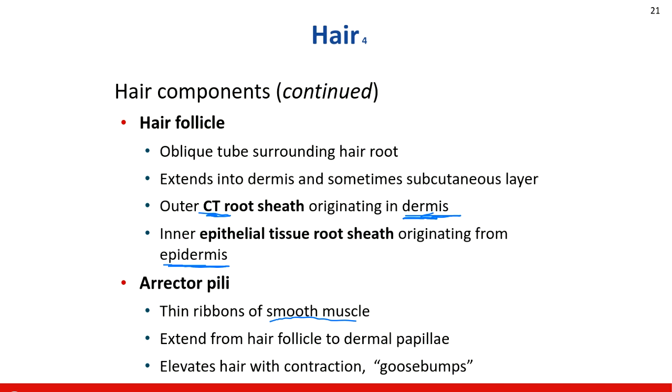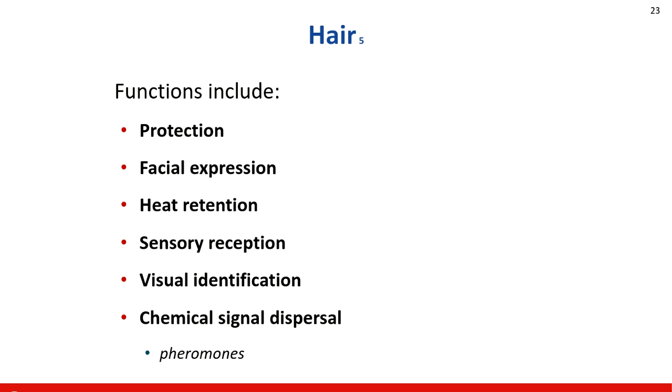A couple of functions for hair: protection, facial expression, heat retention, sensory reception, visual identification, and chemical signal dispersal. Protection is easy. If you're as pale as I am, and if I were bald, and if I were to stand out in the South Carolina sun in the middle of July and August, the top of my head would be as bright red as a stop sign. So hair helps to protect from ultraviolet radiation.